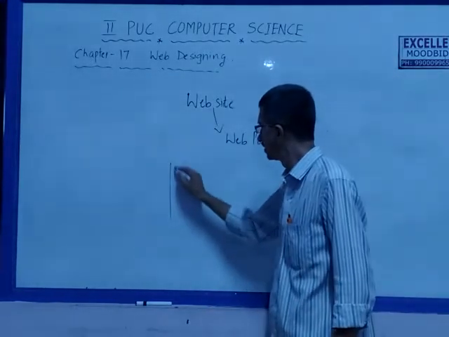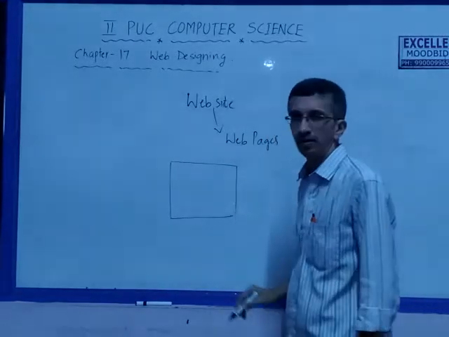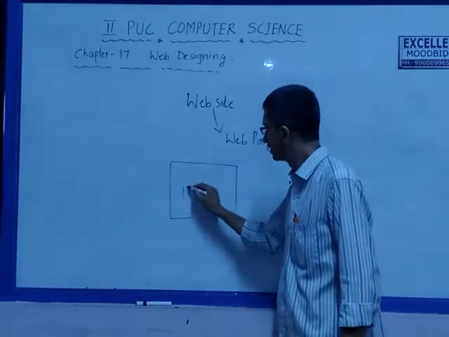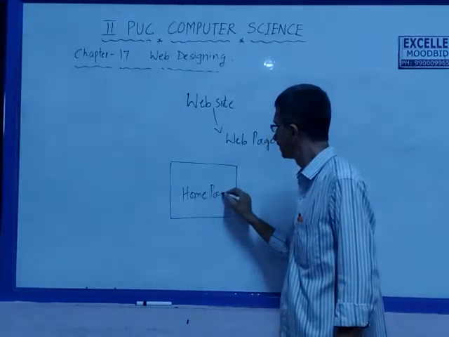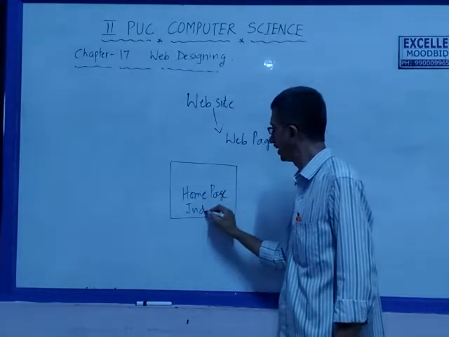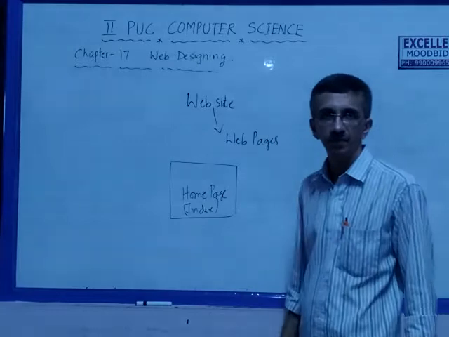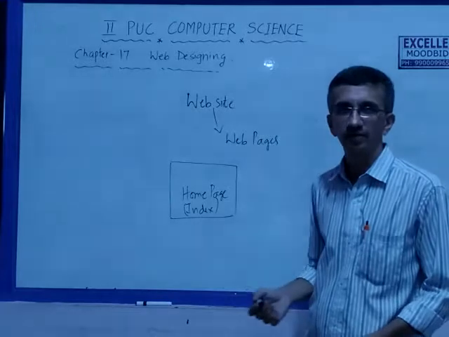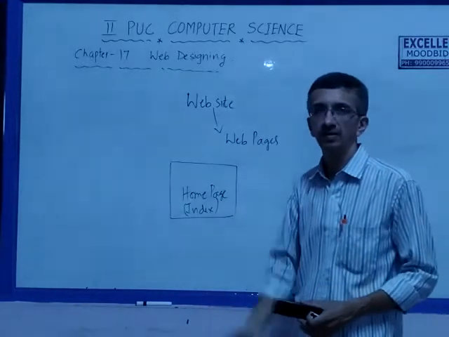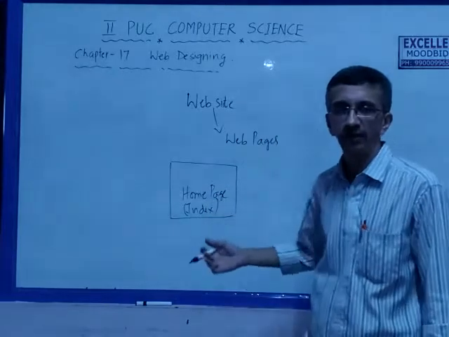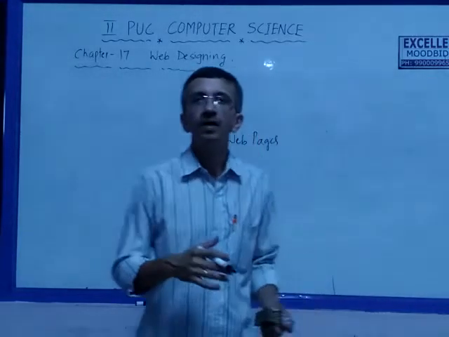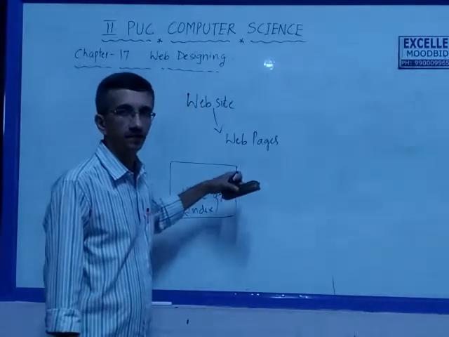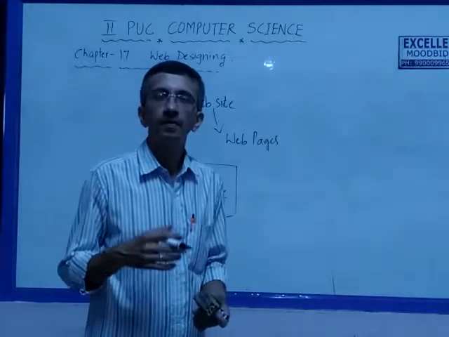So if you access a website, the first page which is displayed for that website is called the home page, or index page. It is also called the index page. It has either the name home.html or index.html. So it is displayed first when you access a website. From the home page of a website, we scroll or go to many other pages which are part of this website. So anyway, a website is a collection of many web pages.